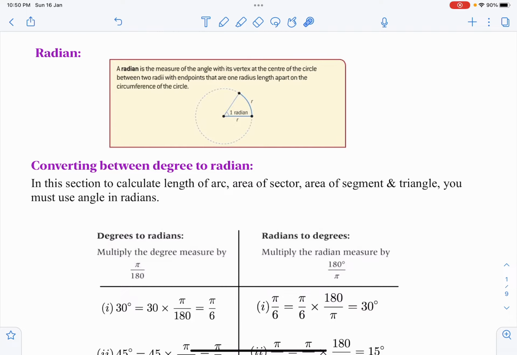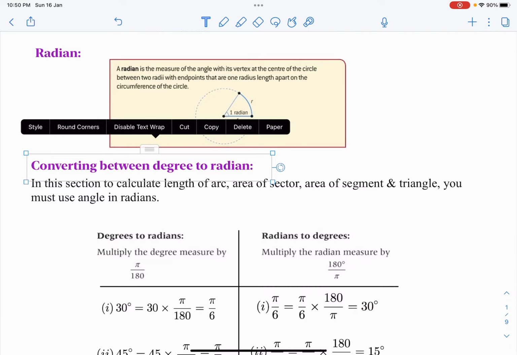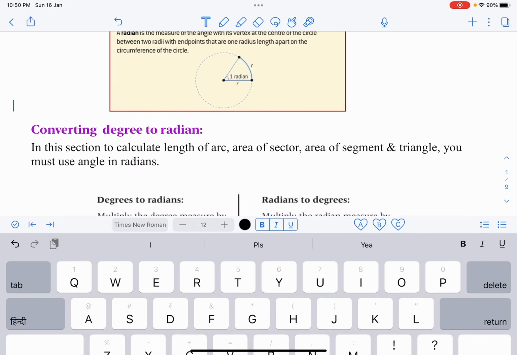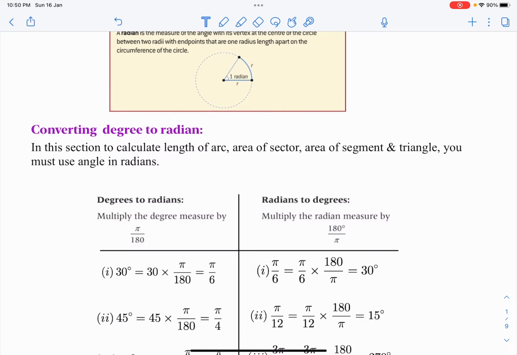Then, converting degrees to radians. In this section, we are going to see how to convert any angle from degrees to radians, because for this section you will need the angle in radians only. You cannot use angle in degrees for area of sector or for arc length. You always need angle in radians.